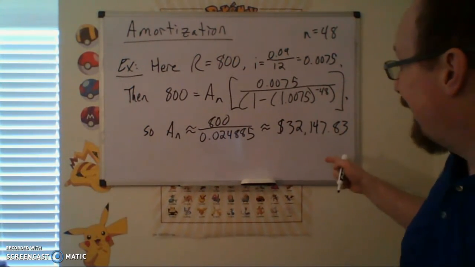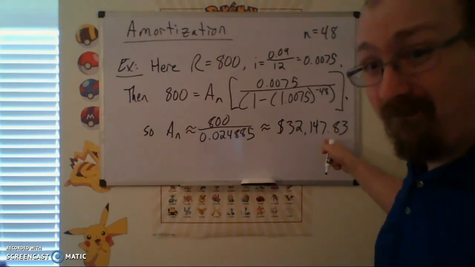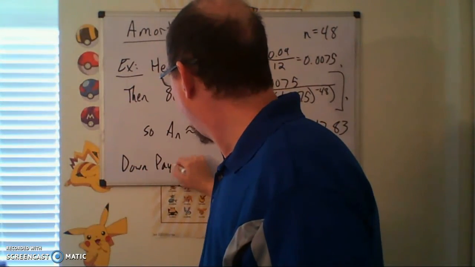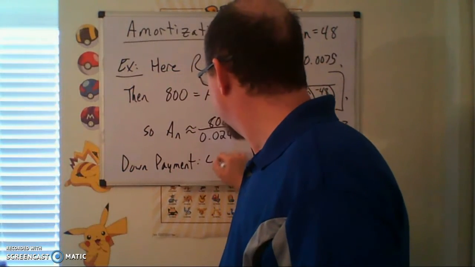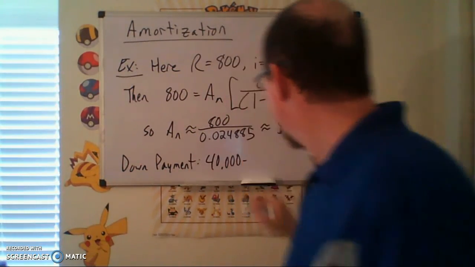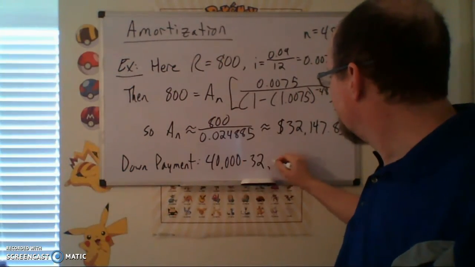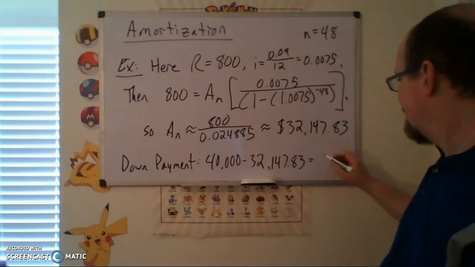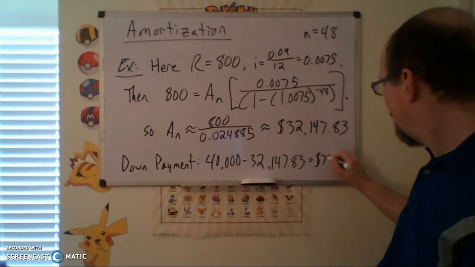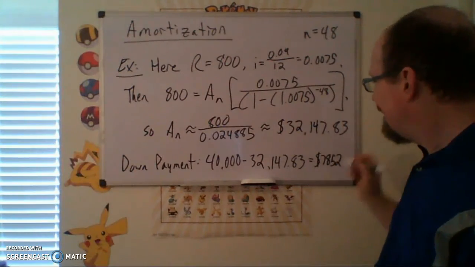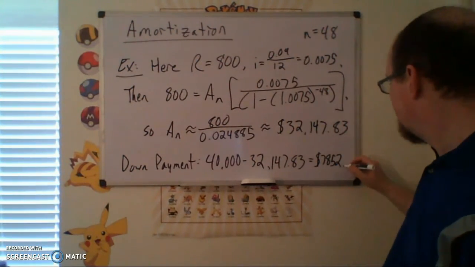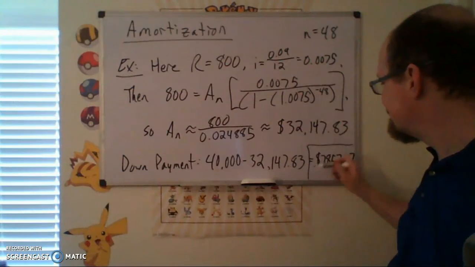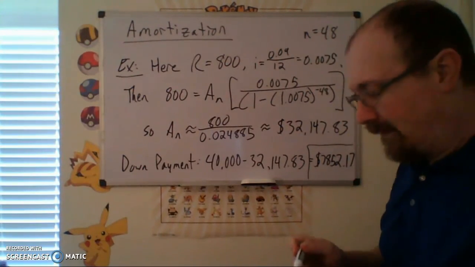So, in order to get the down payment, I subtract this guy from 40,000. So the down payment is 40,000 minus that guy, 32,147.83. So yeah, that is $7,852.17. Obviously, the 17 cents is just the deal breaker there.